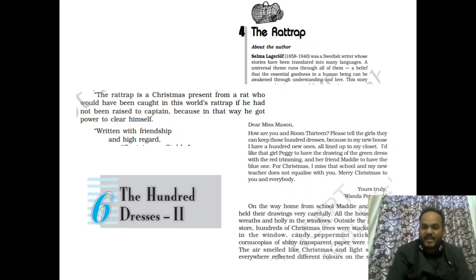And even the words like Christmas tree, candy peppermint sticks, cornucopias, shining transparent papers, and there was a smell like Christmas in the air, and there was light shining, reflecting different colors on the snow. This setting clearly gave an opportunity to the students to visualize how Christmas is celebrated in other parts of the world.